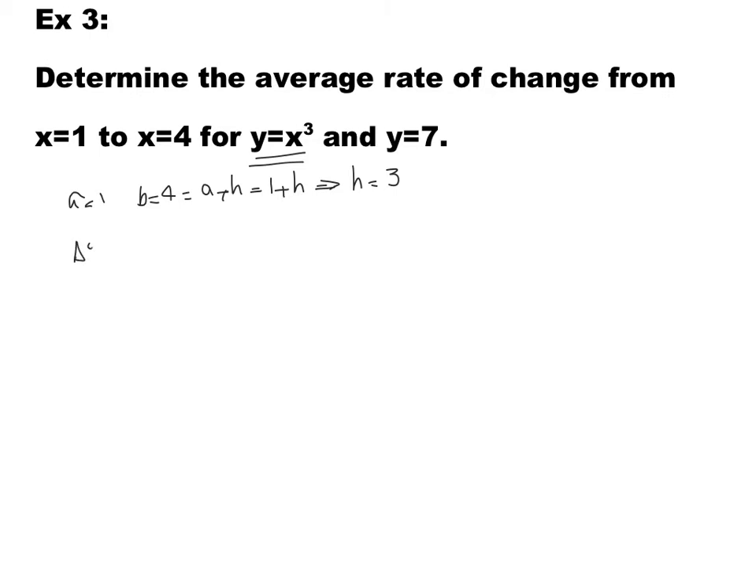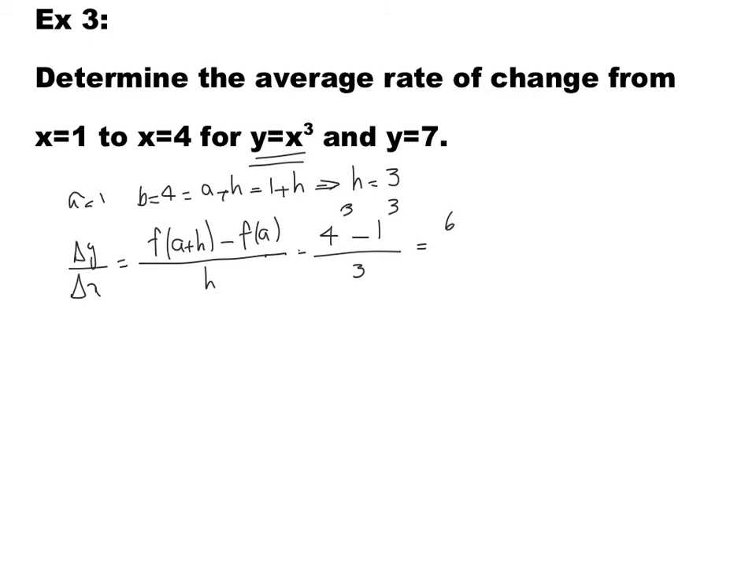Now we know that delta y over delta x is equal to f of a plus h minus f of a over h. Now f of a plus h is going to be f of 4, so 4 cubed, minus f of a. f of a is 1, so it's going to be 1 cubed over h. h is 3. So this is going to be 64 minus 1 over 3, which is 63 over 3, which is going to be 21.